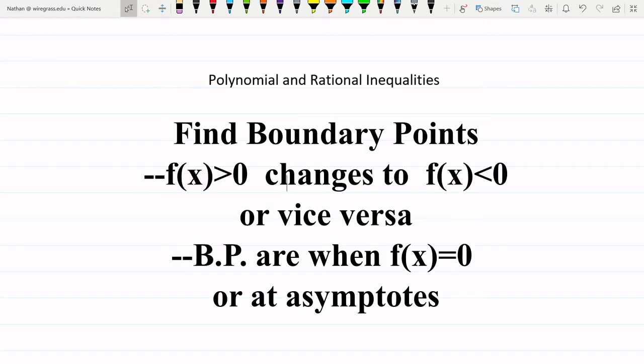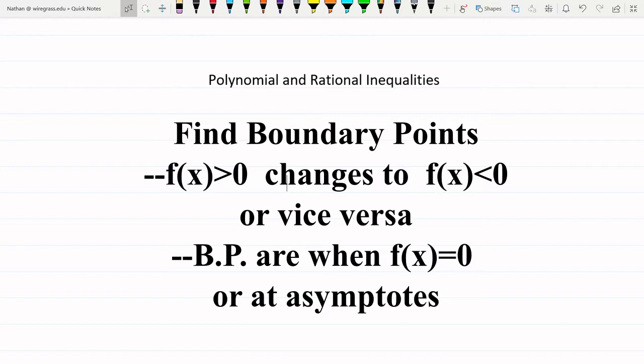These are the locations where the function can shift from positive to negative. It doesn't necessarily do that, but if it is going to change from positive to negative or negative to positive, it will always do it at the boundary points. So we need to find those points. And for functions, the boundary points are where the function crosses or touches the x-axis or has an asymptote there. And this is naturally the same idea as finding the zeros of the function.